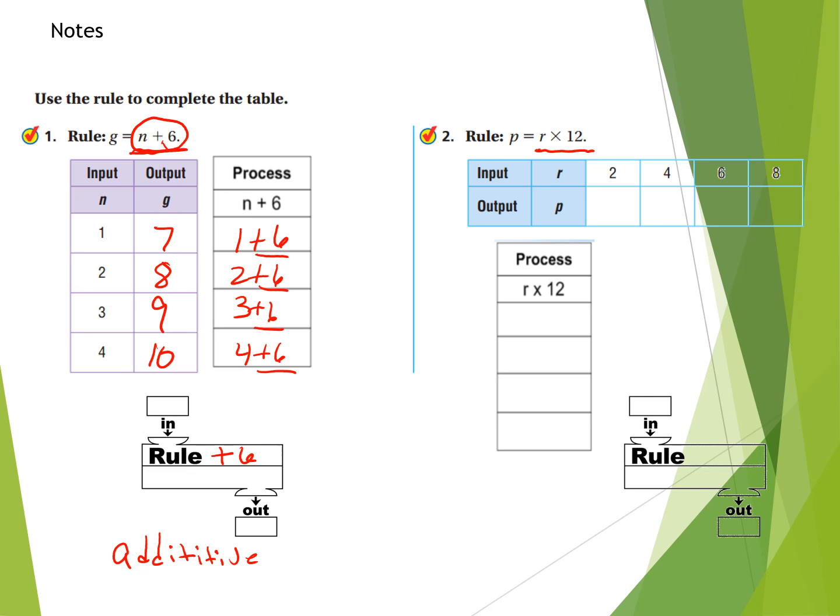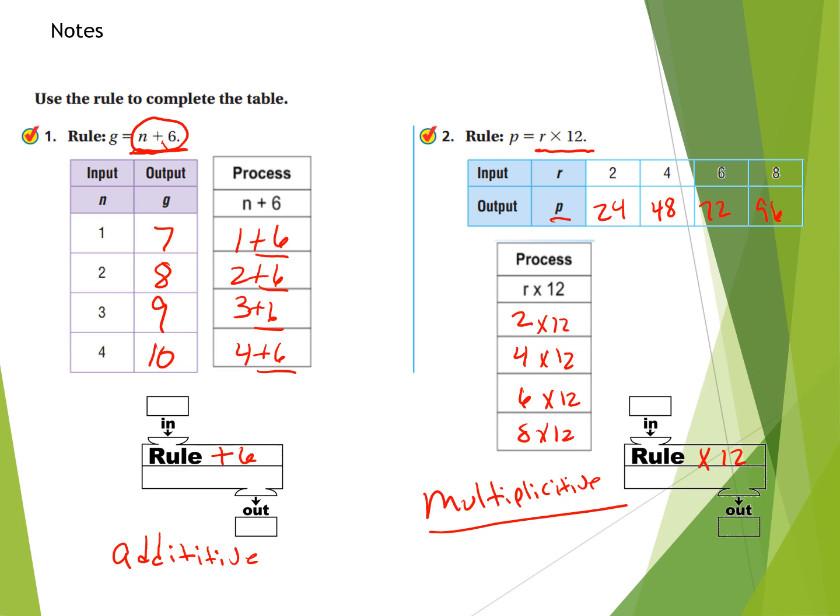Over here, my rule is R times 12. I change R, my input, to 2, 4, 6, and 8, and I multiply it by 12 to get my output, P. So then, if R is 2, 4, 6, and 8, we multiply by 12 every time. So if R is 2, my output would be 24. If my R is 4, my output would be 48, because 4 times 12 is 48. 6 times 12 is 72, and 8 times 12 is 96. So my rule here is times 12. This is a multiplicative rule because we multiply.